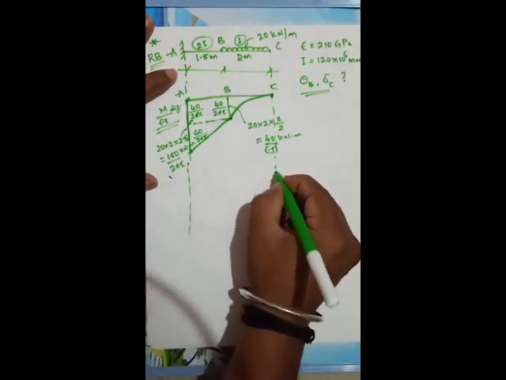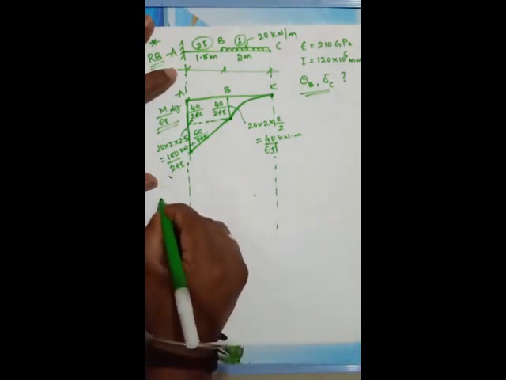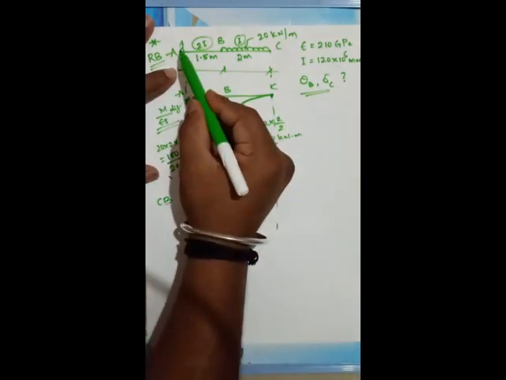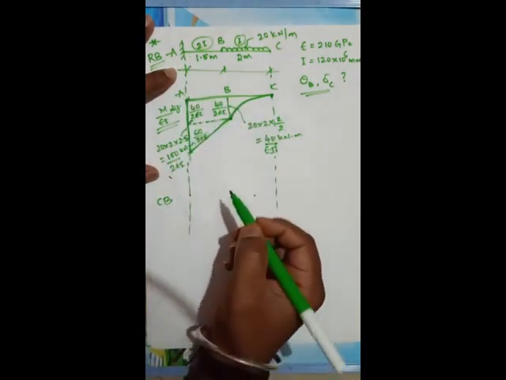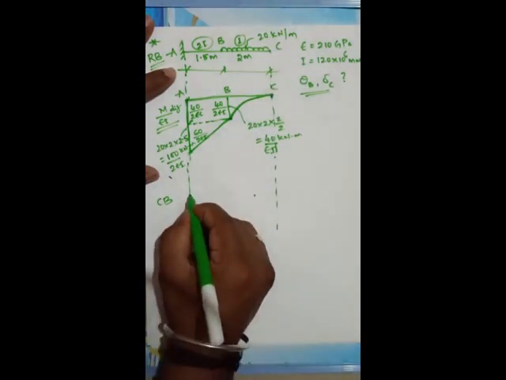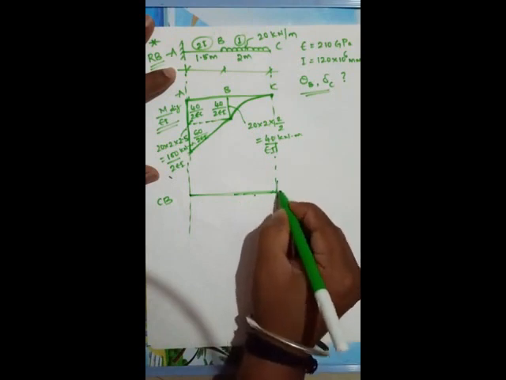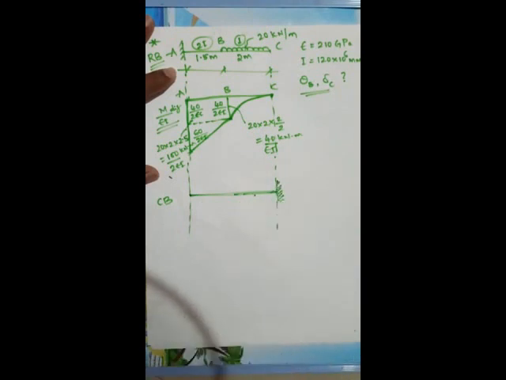Now once you draw this M by EI diagram, we need to draw the conjugate beam. What is a conjugate beam? Where the fixed end is there, it is free. Where the free end is there, it is fixed. Correct? So now this is the conjugate beam. What will be the loading on the conjugate beam? The M by EI diagram of the original beam, that is the real beam, is the loading on the conjugate beam.